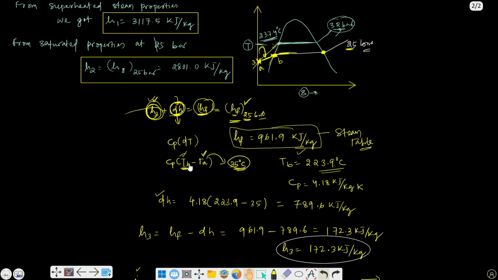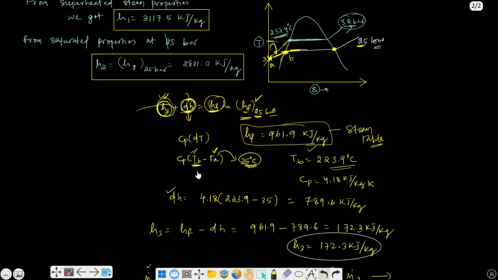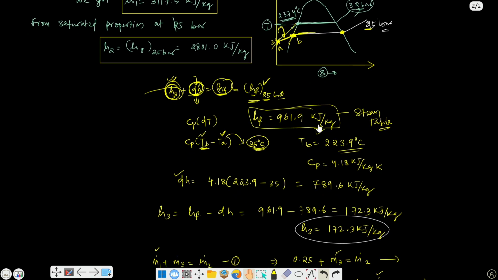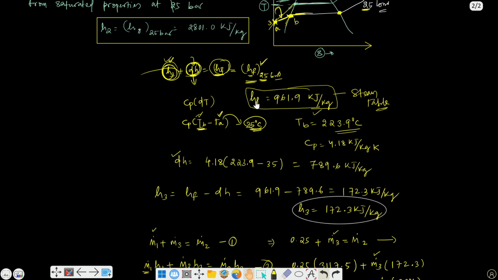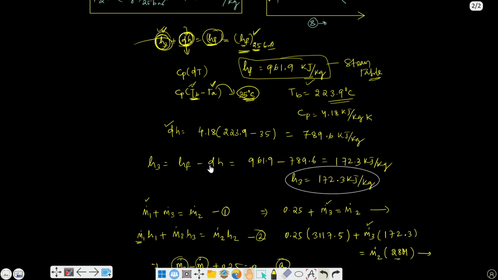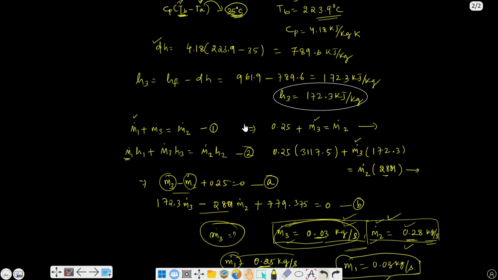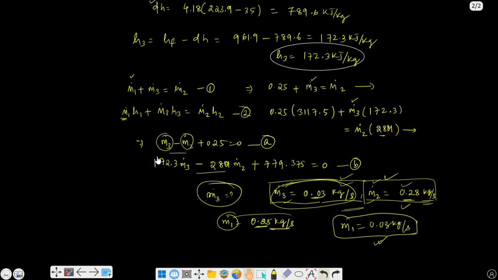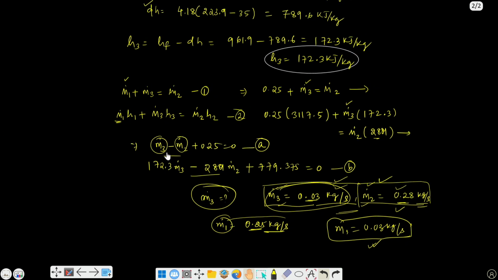From that we can calculate how much heat is required to go from 35 degrees centigrade to 223.9 degrees centigrade. That is Cp dT, and from that we can find the value of the entropy change. The hf value at 25 bar from the steam table is 961.9 kJ per kg. After calculating the entropy change and hf, we can find the value of s3. After calculating h1, h2 and s3, we simply put all these values in the equations from the previous case, then use the scientific calculator and find the value of m3 dot.